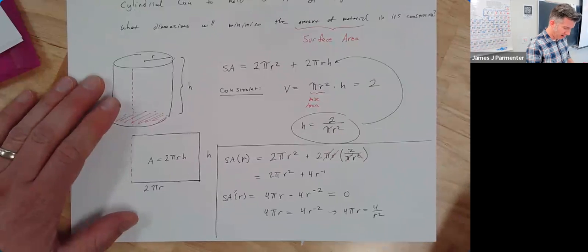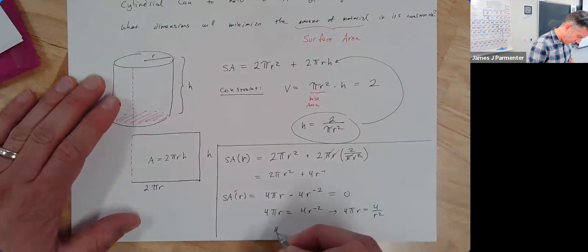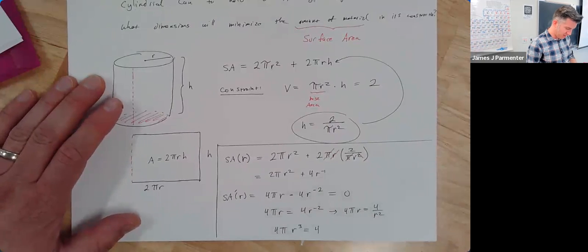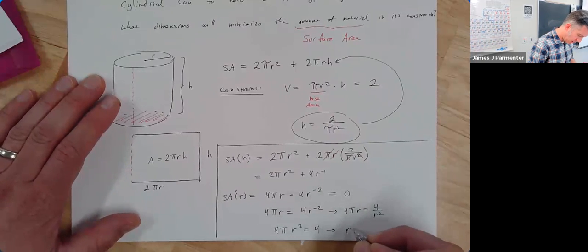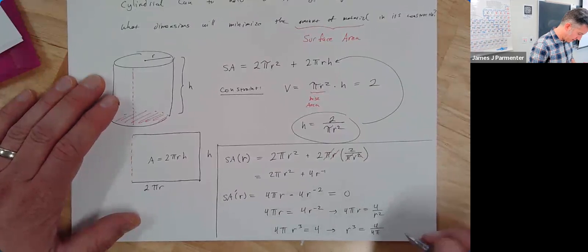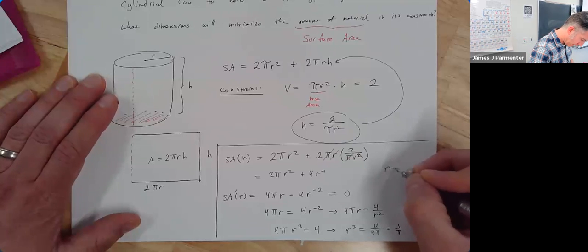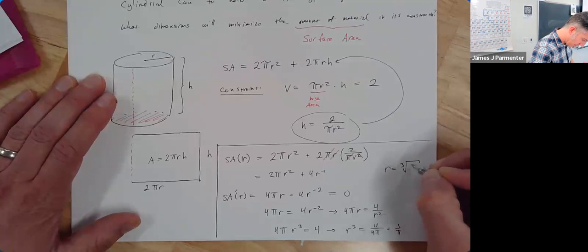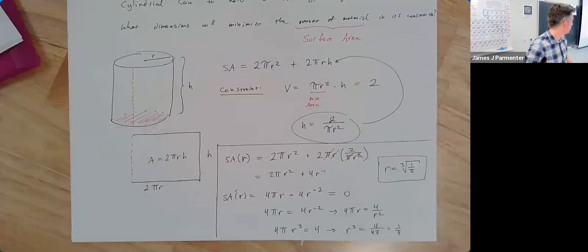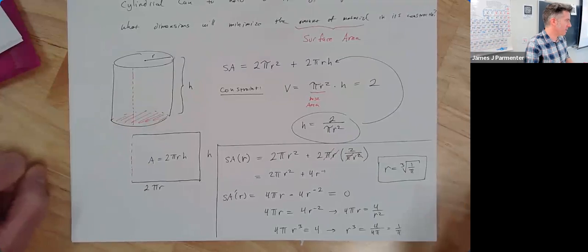Multiply both sides by r squared to get 4 pi r cubed equal to 4, and divide both sides by 4 pi to get r cubed equal to 4 over 4 pi, which is just 1 over pi. So finally, r is going to equal the cube root of 1 over pi. Which I will admit is not the nicest problem.